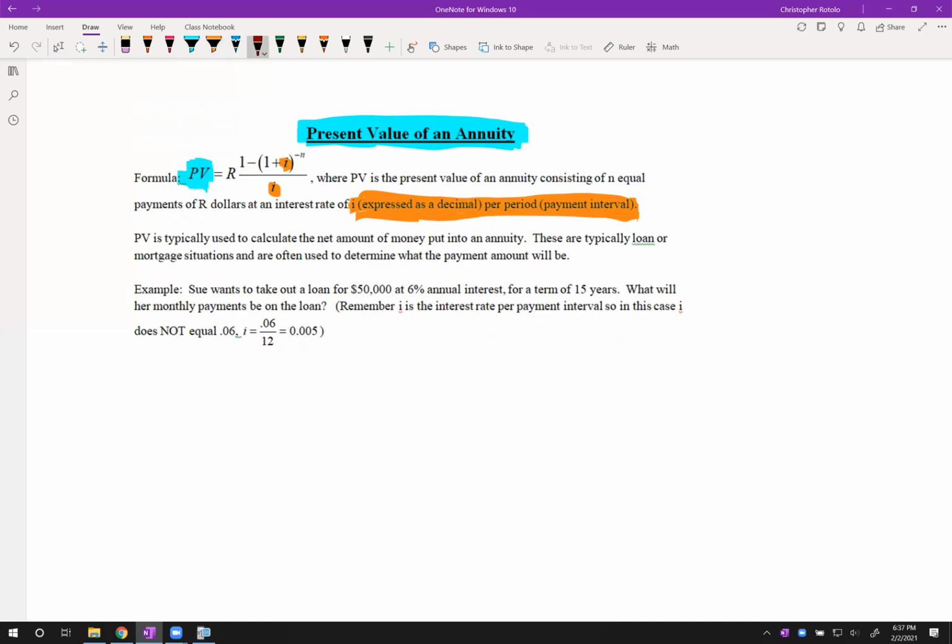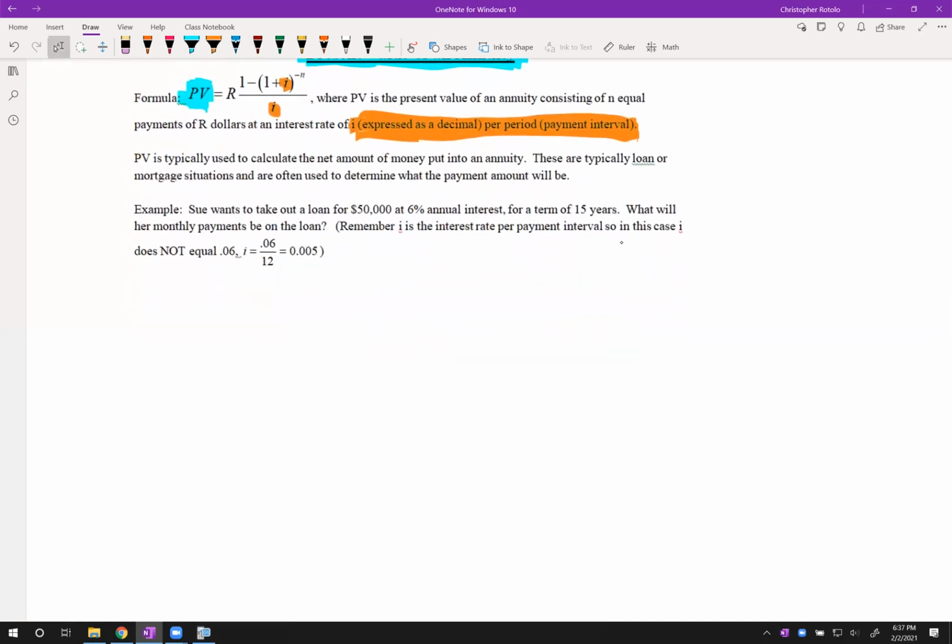All right, so let's plug everything in here. Sue wants to take out a loan for $50,000. Okay, so 50,000, 1 minus 1 plus, all right, 6% interest, 0.06, and what would be her monthly payment of the loan? Term of 15 years. Monthly payments, so that's 12.